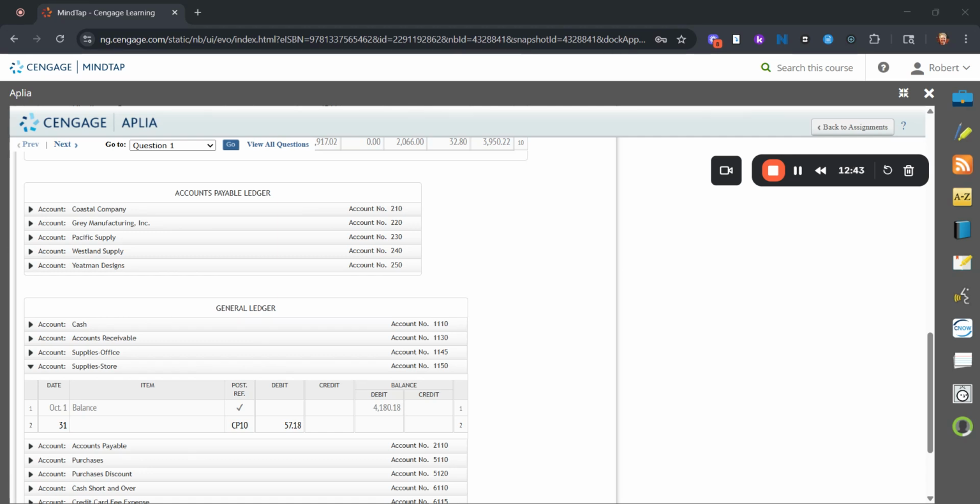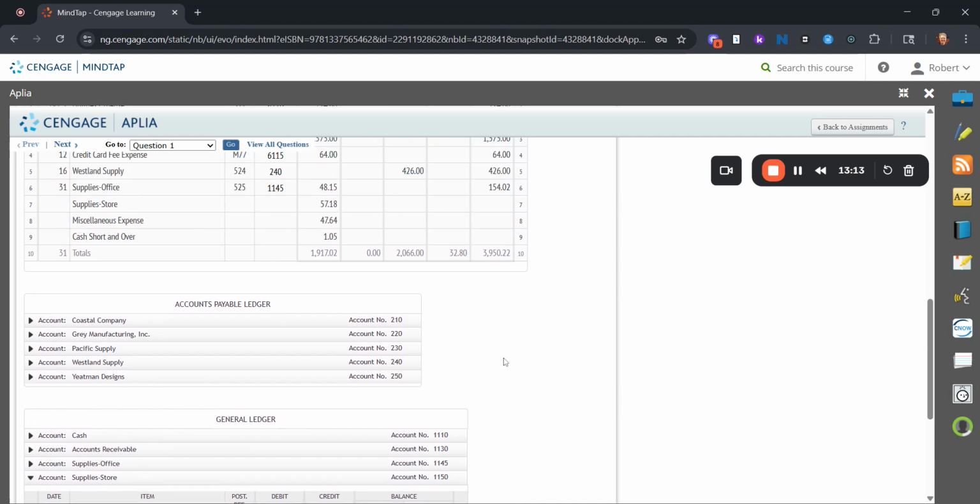So add our previous debit balance of 4,180.18 plus our new debit entry of 5718.42.37 and 36 cents. Then we have the account number of 1150.